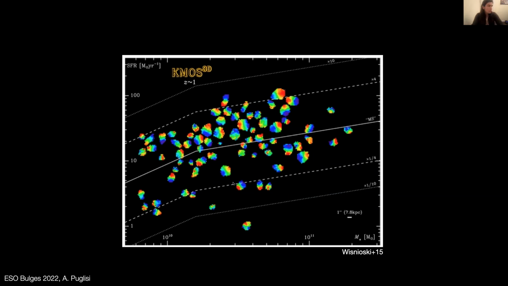And this can be clearly seen in this plot, showing velocity maps of galaxies in the stellar mass versus star formation rate plane at redshift 1 from the KMOS3D survey. And this shows that there is quite a good regularity of disks along the main sequence.